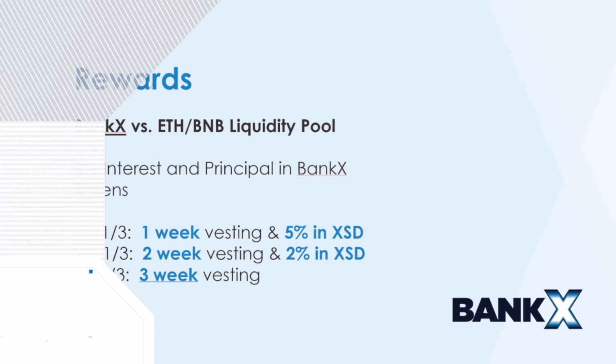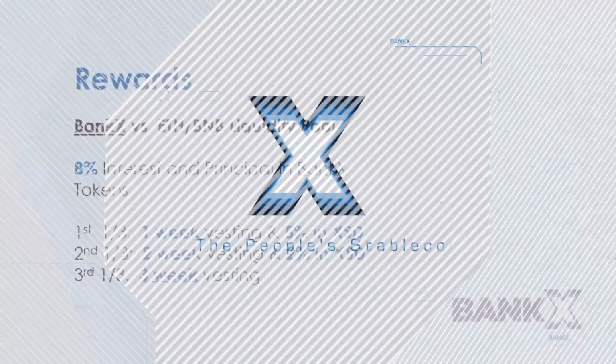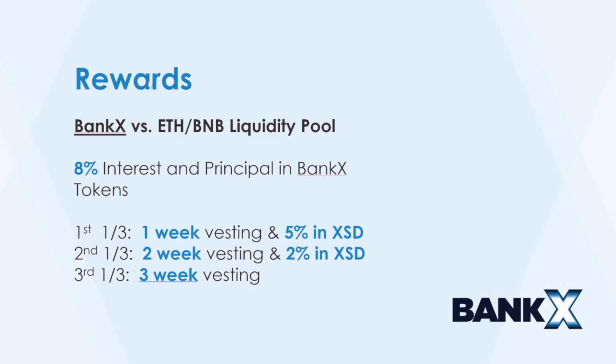And then our BankX pool, which you see here, is slightly less than the XSD pool at an 8% interest, and principal that is paid in BankX, with the same vesting and additional reward as a part of the different tiers that we go through. So that is the way to get the maximum amount of BankX tokens, by selling into our liquidity pool when we're in need instead of swapping.